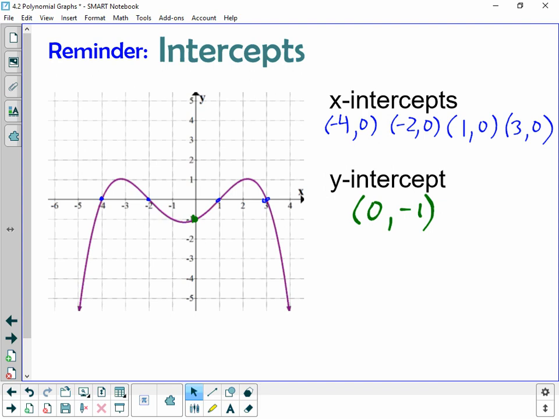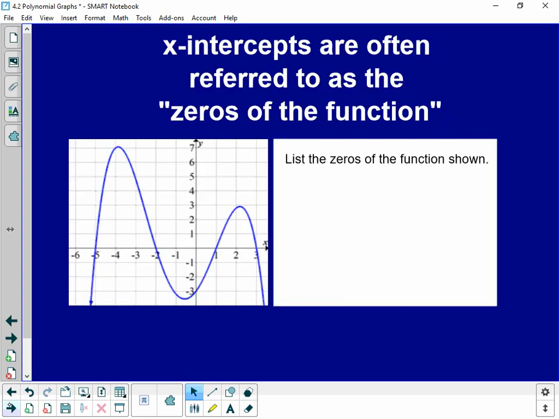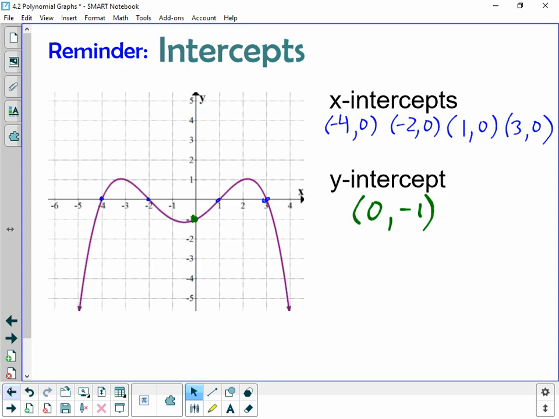So that's not anything really new to you, but I wanted to talk a little bit about polynomials and some different behaviors we can see at those intercepts. Oh, sorry, first, I'm getting ahead of myself. First, I wanted to talk about that when we're talking about polynomials, sometimes x-intercepts can be referred to as the zeros of the function. So the reason that they're called zeros is because they are the x values that cause the function to be equal to 0.